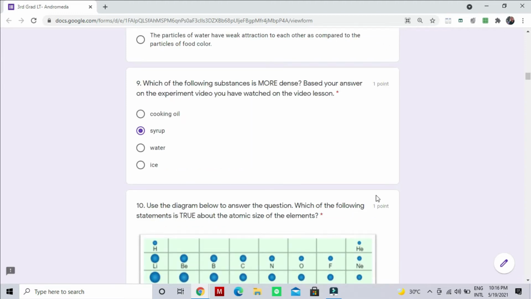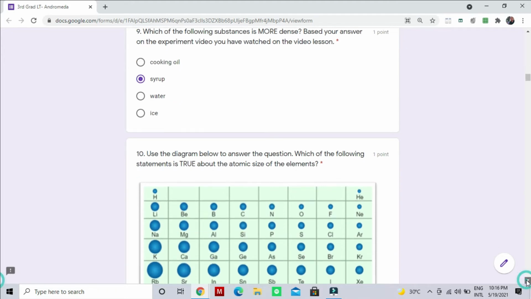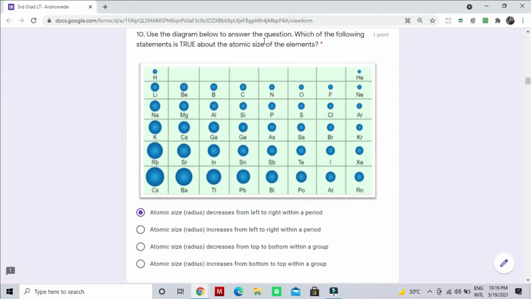Question number 9. Which of the following substances is more dense? Base your answer on the experiment video you have watched on the video lesson. The correct answer is syrup. Question number 10. Use the diagram below to answer the question. Which of the following statements is true about the atomic size of the elements? The correct answer is atomic size or radius decreases from left to right within a period.